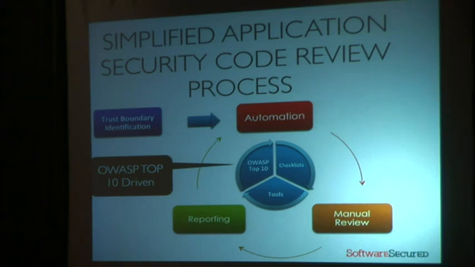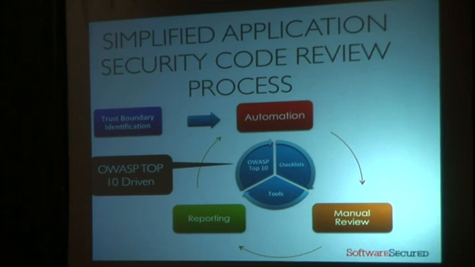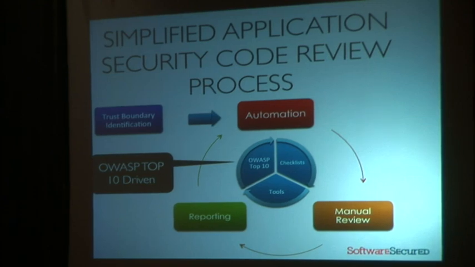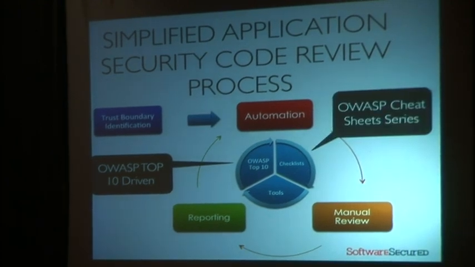A simplified code review relies mostly on OWASP Top 10 as the vulnerabilities you actually need your developers to look at in a simplified software development security code review process. Checklists, you can grab a bunch of those from the OWASP Cheat Sheet Series. If you attended Jim's talk just before that, this is a great project. Very concise cheat sheets, very to the point, and you can use them to do your own checklists.